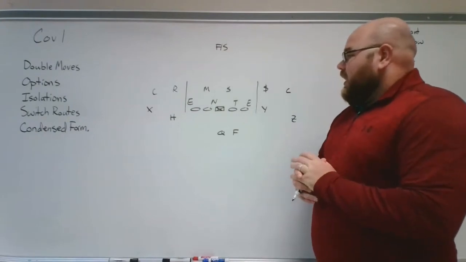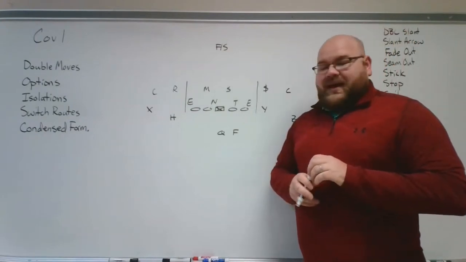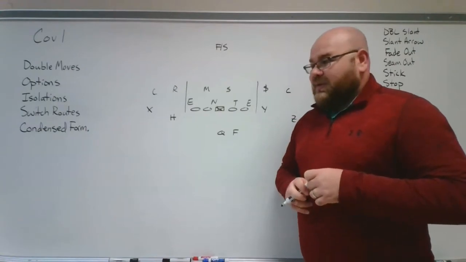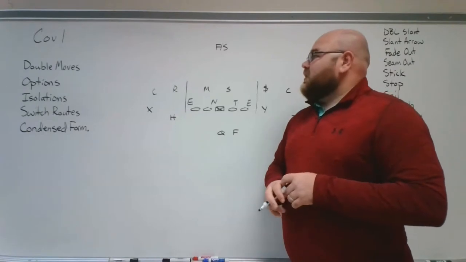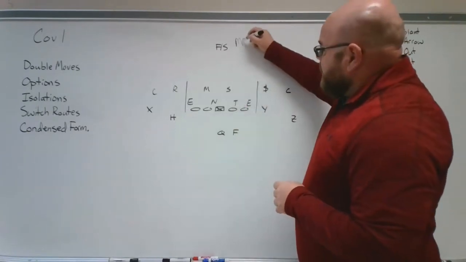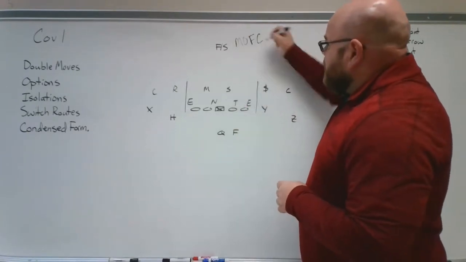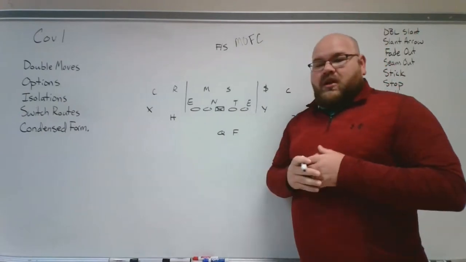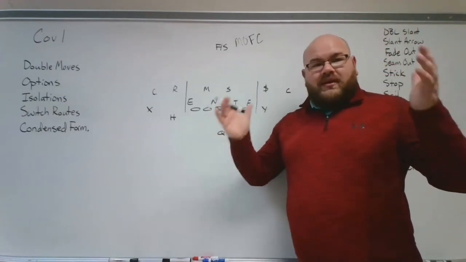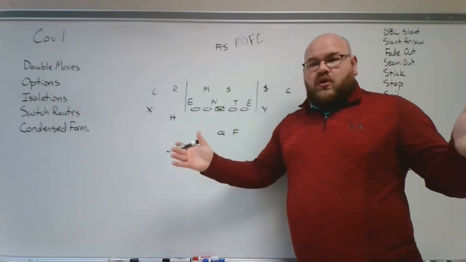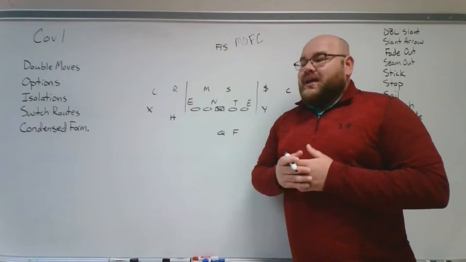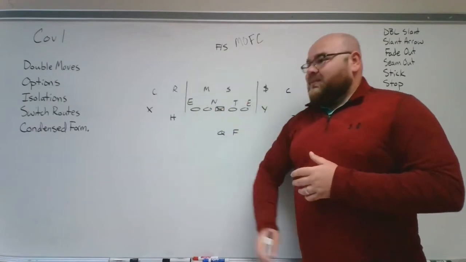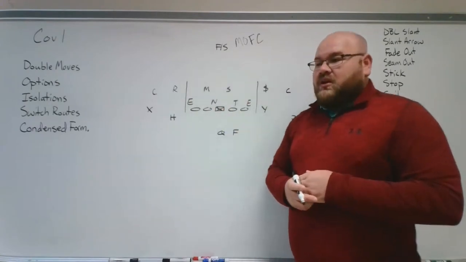Now, some ways that we can identify cover one is by having what a lot of people call middle of the field closed. Middle of the field closed means, when you have the quarterback look straight down the middle of the field towards the goalpost, is there a defender in your line of sight? In the middle right there? Yes, there is a safety right in the middle. That is middle of the field closed.